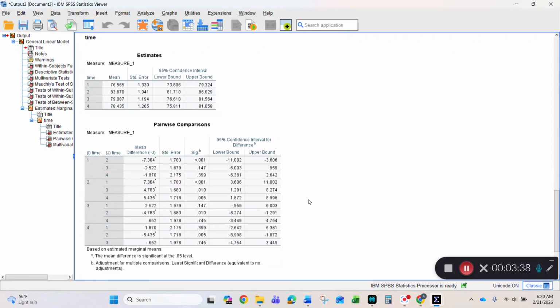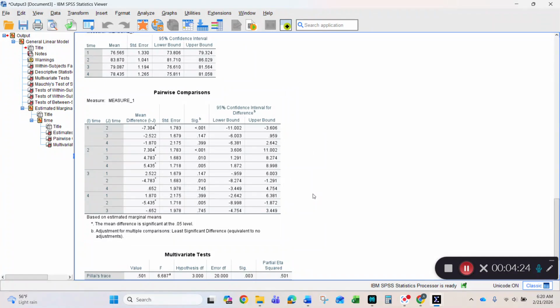Here I can see that the differences in attitudes between time 1 and time 2 had a significance of less than 0.001. As this is less than alpha, it is significant. The difference between time 1 and time 3 and time 1 and time 4 is not significant, as in both cases the number was greater than alpha. Looking at our comparisons in time 2, I can see that there was significant difference across all 3 pairings, as all 3 are less than 0.05. Lastly, to check the comparison between 3 and 4, that is 0.745, which is greater than alpha, so not significant.